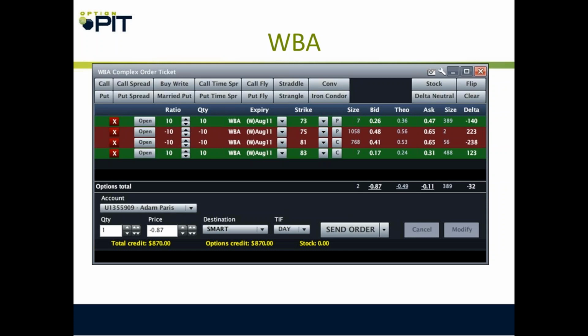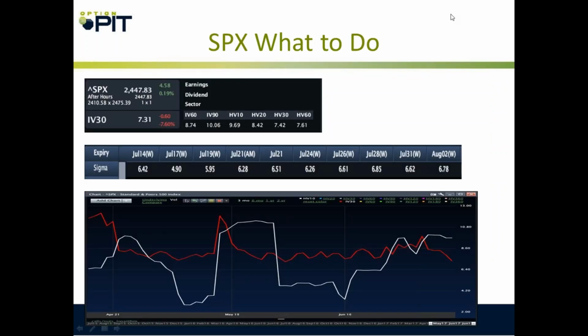But we're actually here more to talk about long gamma. So let's talk about SPX, and here's some things I'm doing in SPX. These are things we throw out all the time. When we run Option Pit Live, we run our strategy letter, and we put out some different chat ideas.